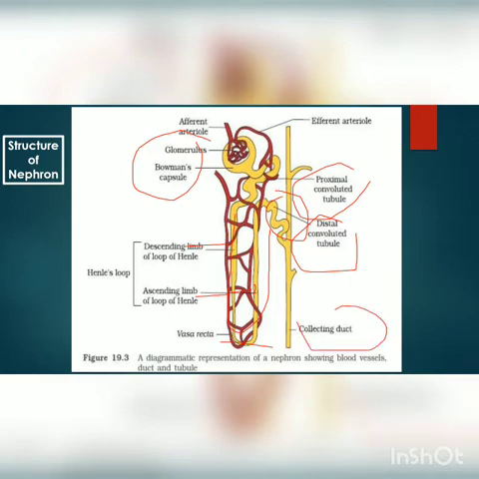Collecting duct. This is receiving the DCTs of many nephrons. So the DCTs of many nephrons open into a straight tube. This straight tube is termed as the collecting duct, many of which converge and open into the renal pelvis through medullary pyramid in the calyces. So this collecting duct opens into the renal pelvis through the medullary pyramids. Then next we will see the vasa recta.